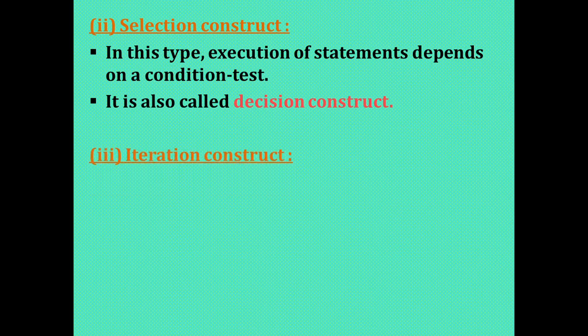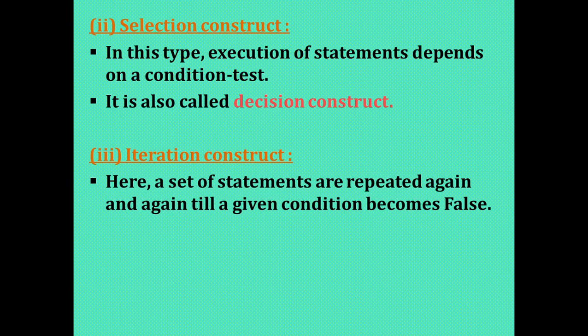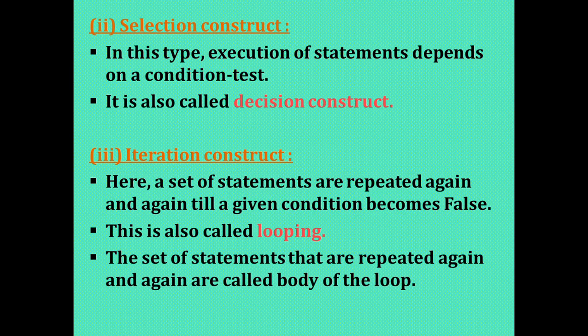The next one is the iteration construct. Here, one statement or a set of statements will be repeated again and again until the given condition becomes false. So we can call it a loop. The set of statements constitutes the loop body, or you can say the body of the loop. Examples of looping statements in Python are the for loop and while loop.